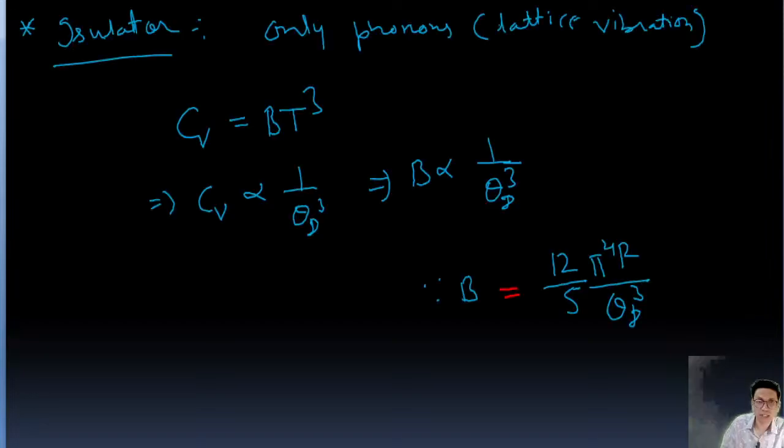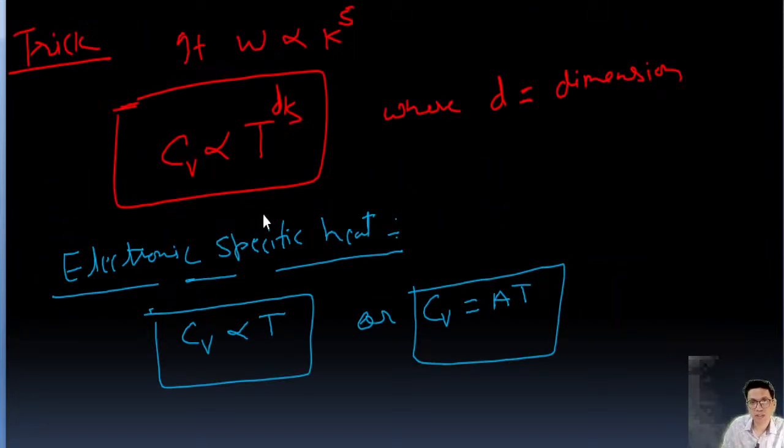So we have got the trick, right? I have already written the trick: if omega is proportional to K to the power S, where S is an integer, then CV is going to be proportional to T to the power D upon S. D is the dimension, guys. So here I'll explain it. Suppose we have omega proportional to K, this means omega is proportional to K to the power 1, so S equals 1.